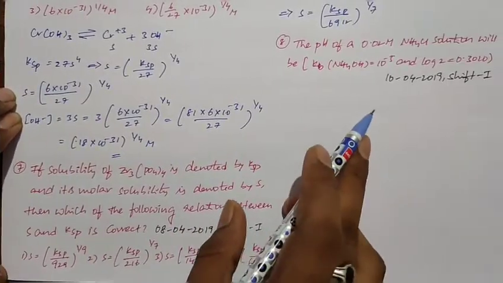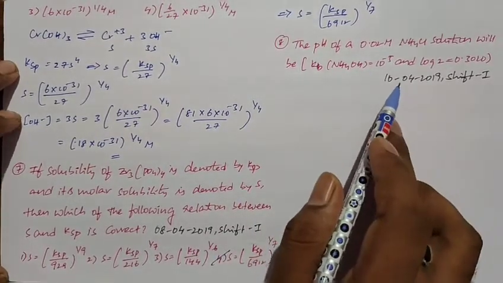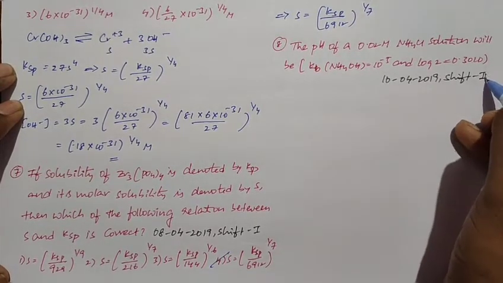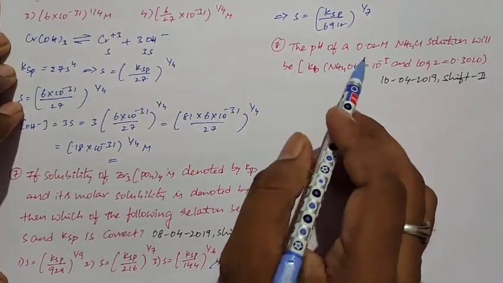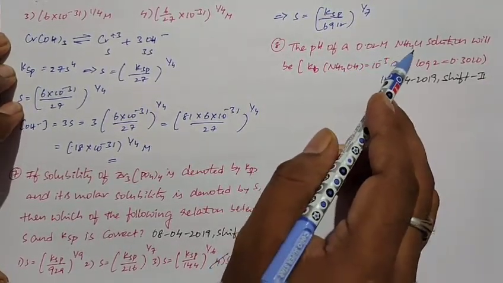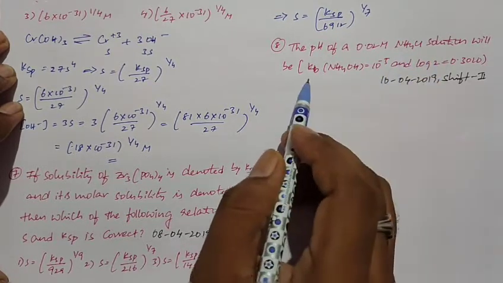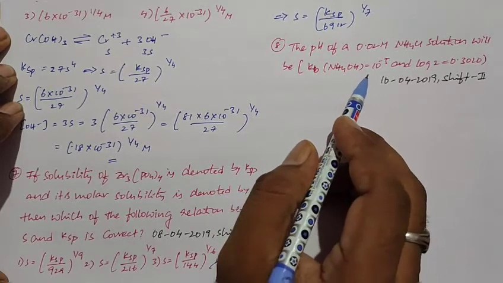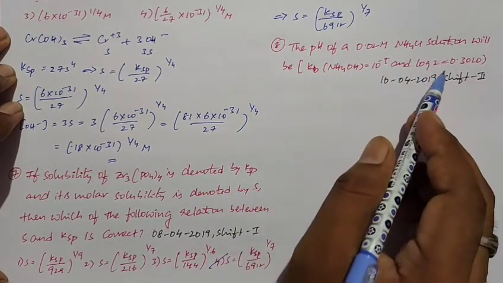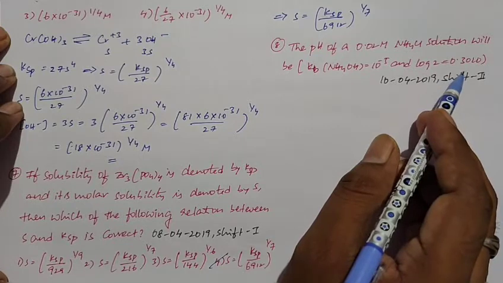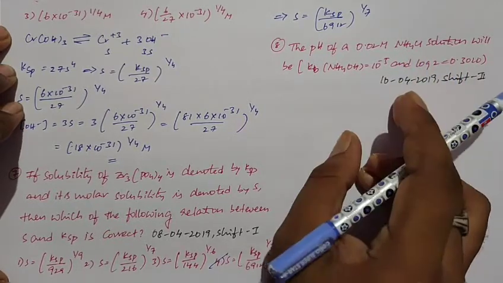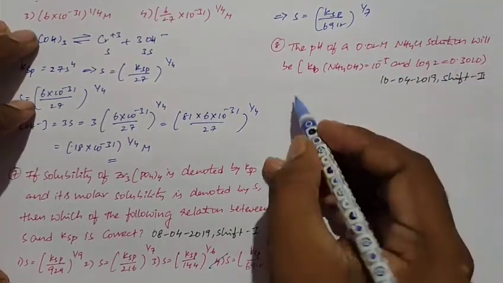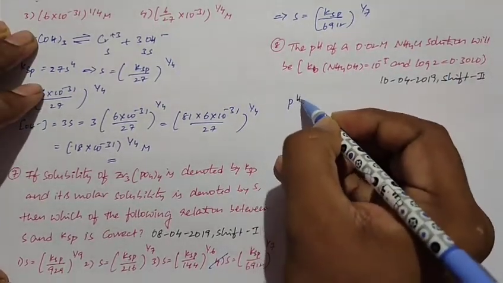That's all. So okay students, this is the next question. This question is given in the 10th April 2019 shift 2 paper. The pH of 0.02 molar NH4Cl, ammonium chloride solution, will be. Here the ionization constant of ammonium hydroxide is given, that is 10^-5, and the log 2 value is given, 0.3010. Ammonium chloride is a combination of strong acid and weak base. So for this situation, we need to find the pH of the given solution.